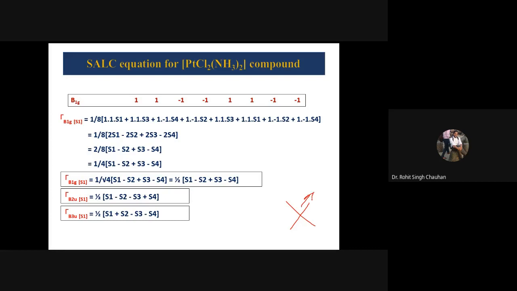But S3 and S4 is having minus, so it means that their direction is going to be the same but opposite to S1 and S2. S1 and S2 are moving outside in direction, right? But S3 and S4, suppose I will make it as moving this way.